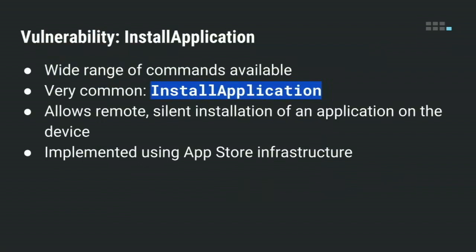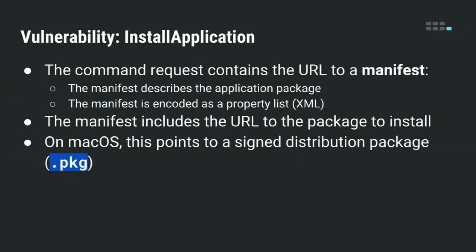MDM supports a very wide range of commands. And one of the most popular commands is install application. This is pretty self-explanatory. It allows remote silent installation of applications on the device. What's interesting here is that it's implemented not in the MDM infrastructure on the device, but it's implemented using the App Store's APIs. So the command request contains the URL to a manifest.